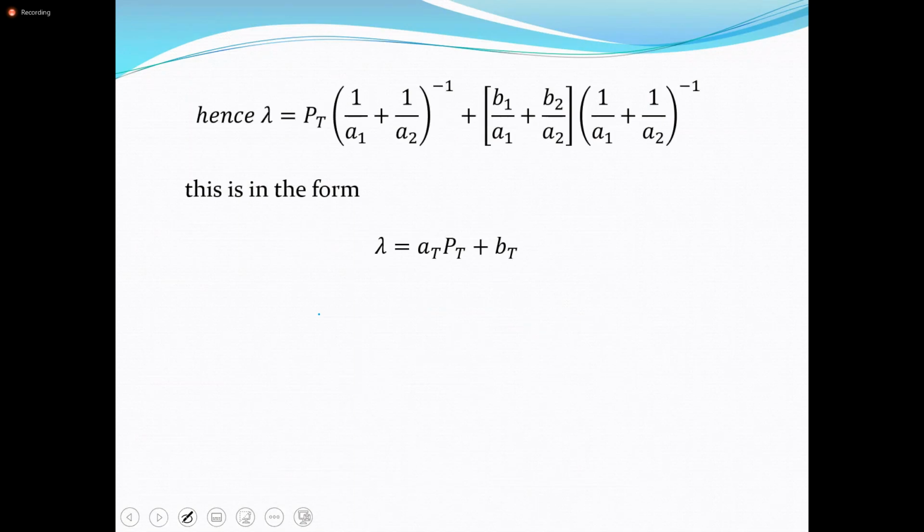We can therefore find lambda. So that's the expression for lambda.